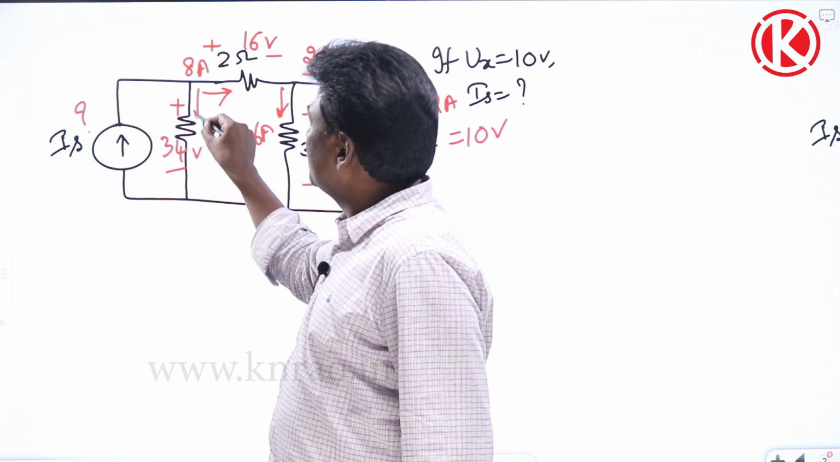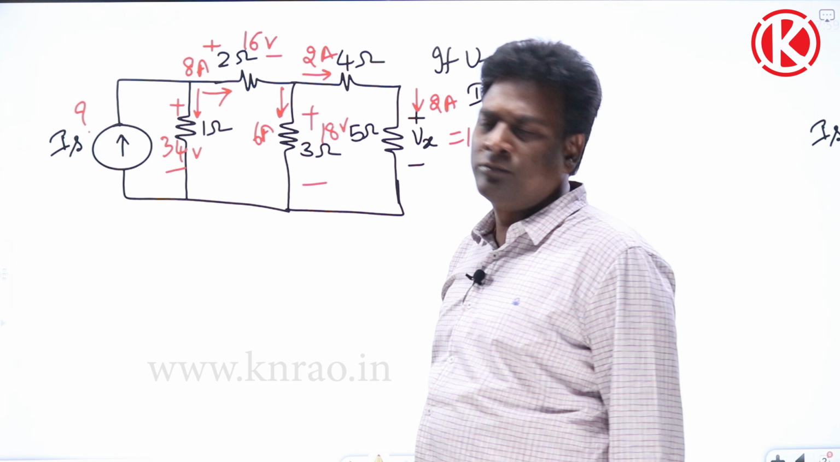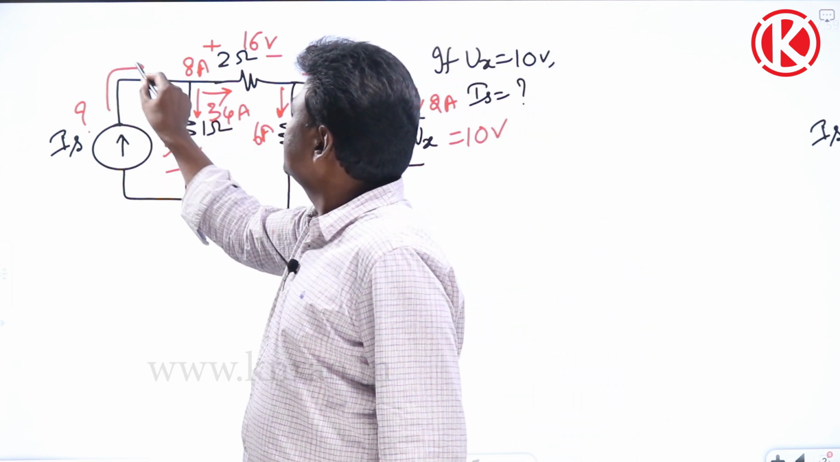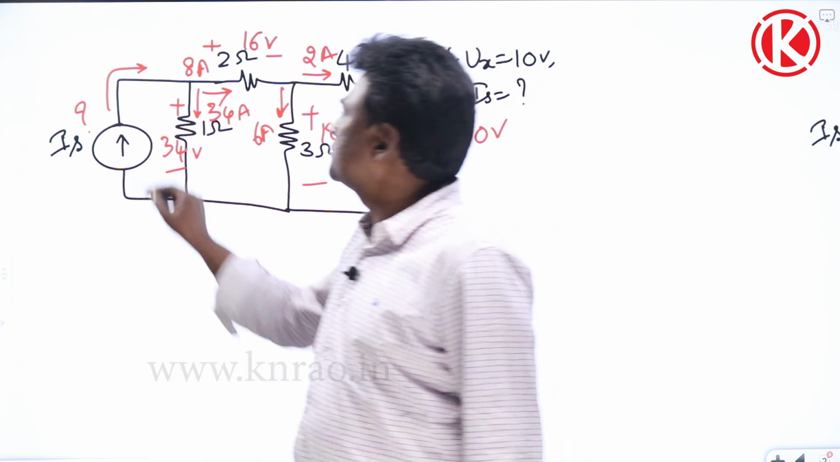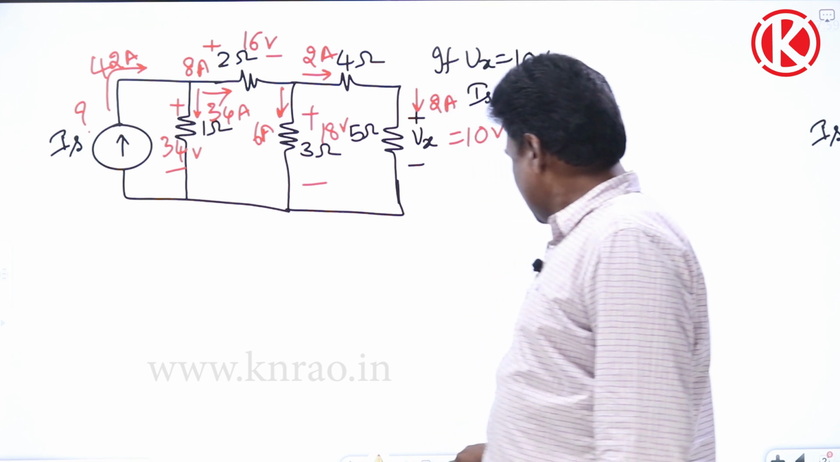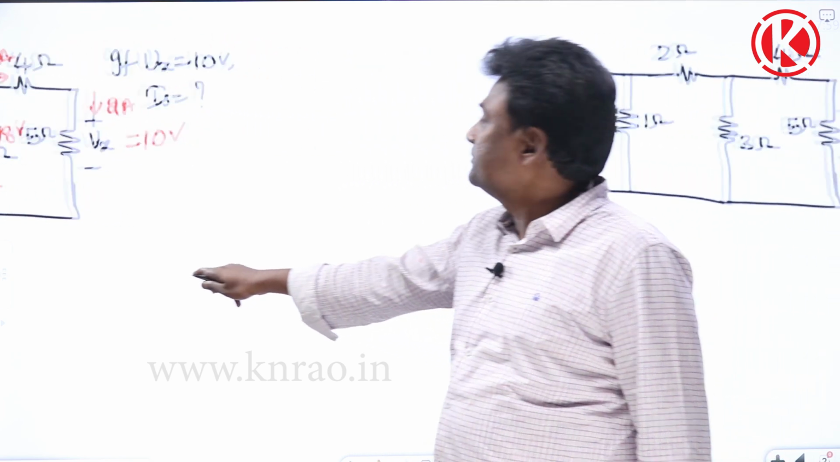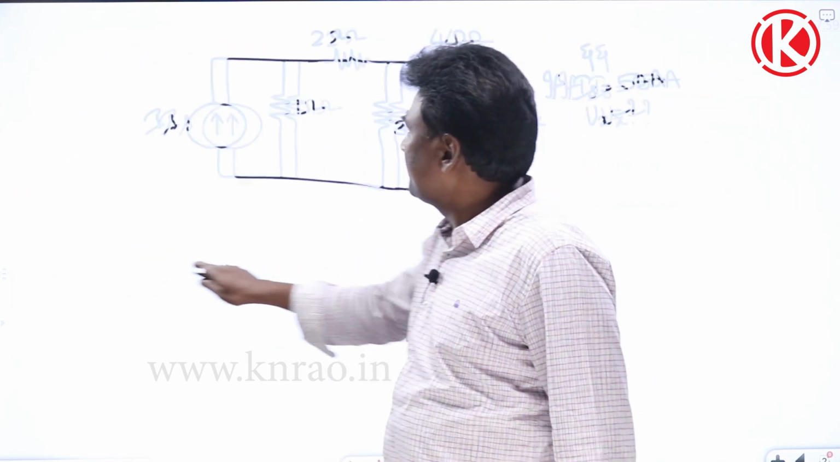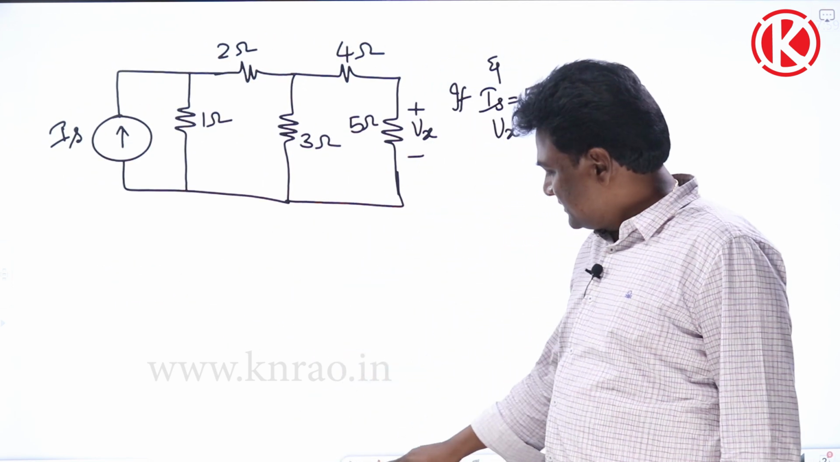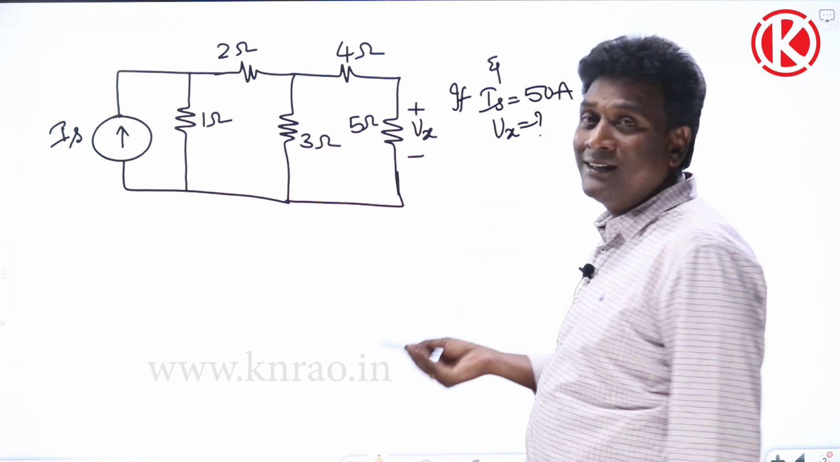And some current will flow through this, 34 divided by 1 ohm, 34 amperes. And current flowing through this is going to be 34 plus 8, 42 amperes. Problem solved. I collected this problem from Hayt and Kemmerly. And for the same, try to calculate in a reverse way.